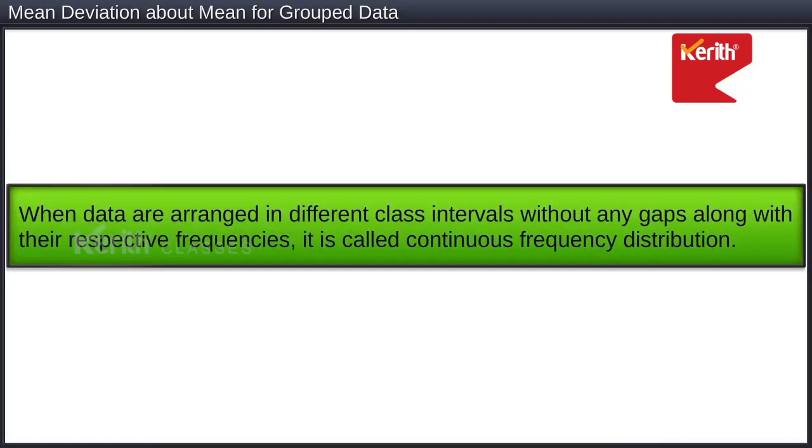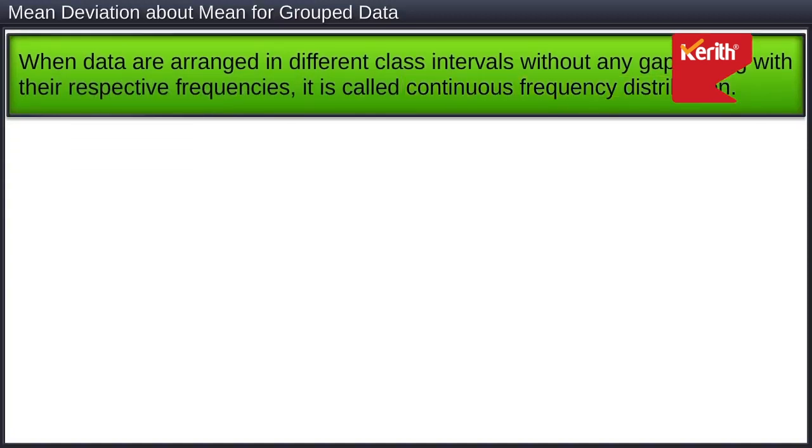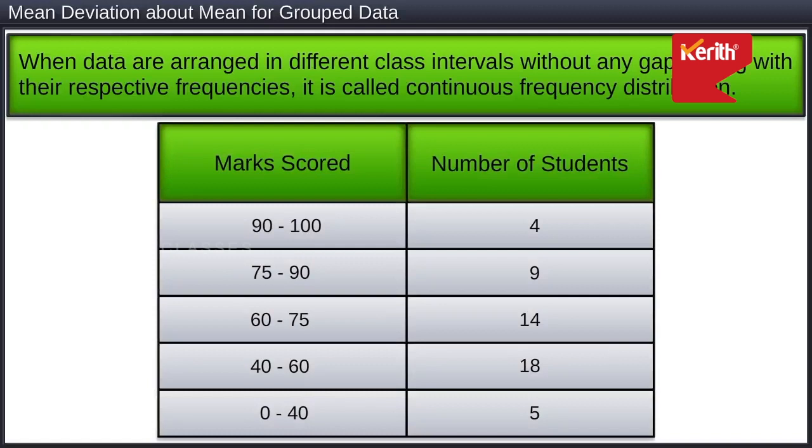In case of a large number of observations, we classify the data into different class intervals without any gaps along with their respective frequencies. Such distributions are called continuous frequency distributions. An example of continuous frequency distribution is shown here. The table displays the marks scored by 50 students.